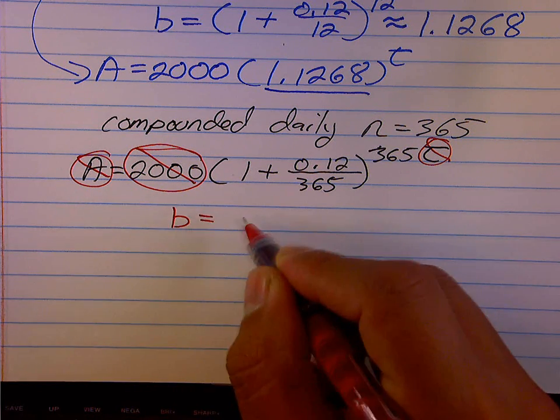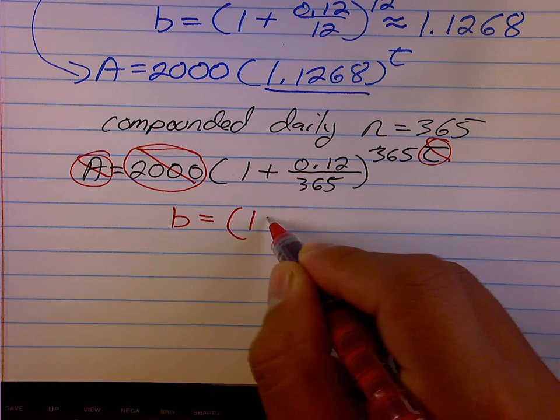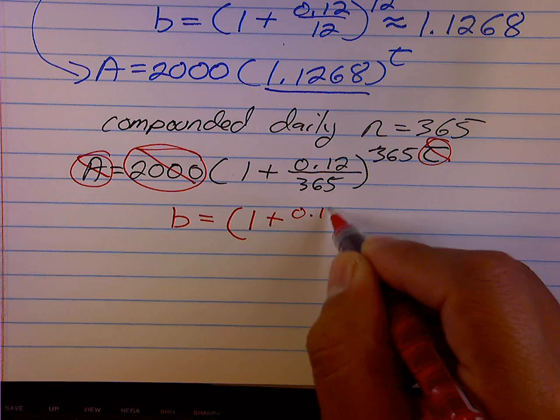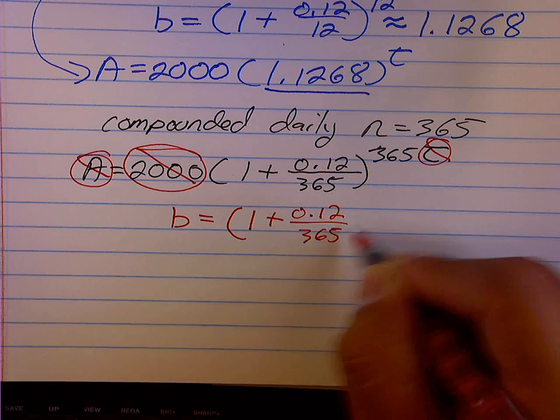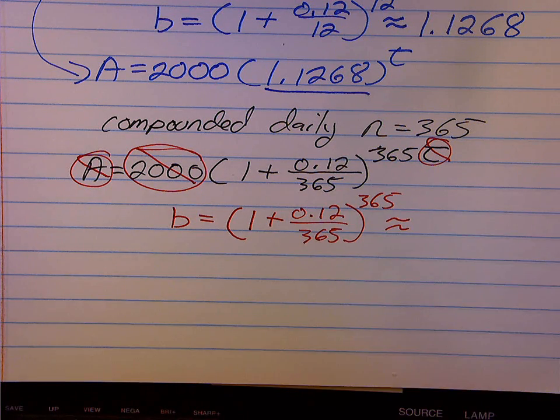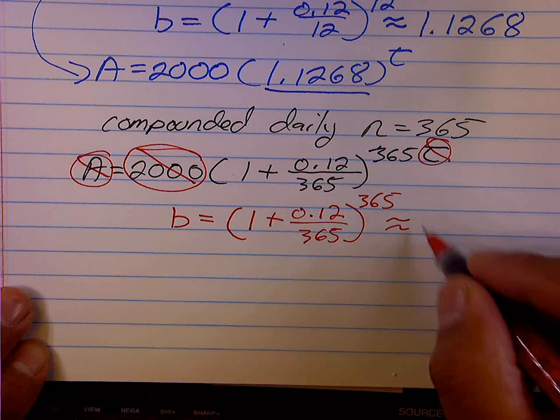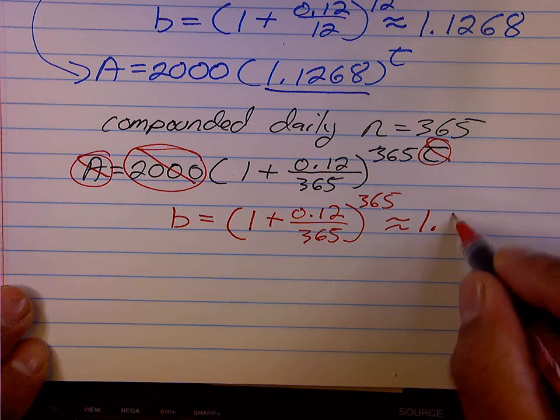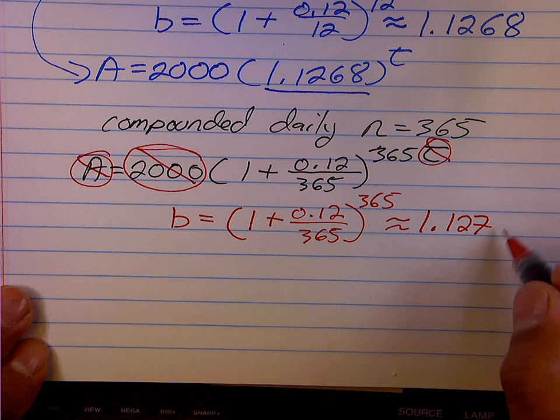The factor is 1 plus 0.12 divided by 365, close parenthesis, raised to the 365, and if you plug that in your calculator, I come out with 1.1275.